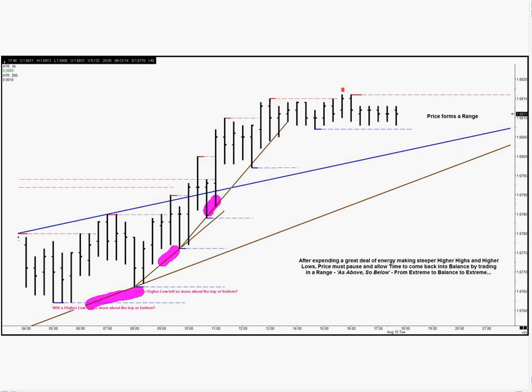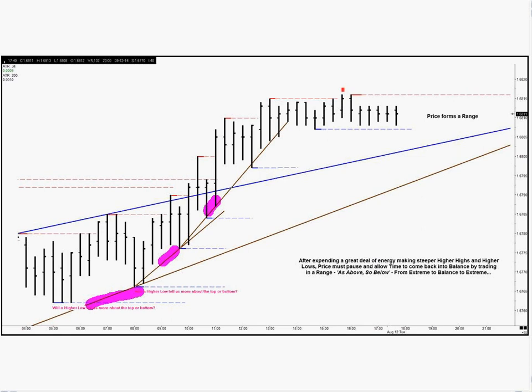But remember, as my mom's saying, trees don't go to the sky. Price has spent a great deal of energy taking out all the sellers, making new highs, a series of new highs, pullbacks, a new high, pullbacks, these curls. And at some point, it does, we call this price moving without time. In other words, we're going relatively vertical.